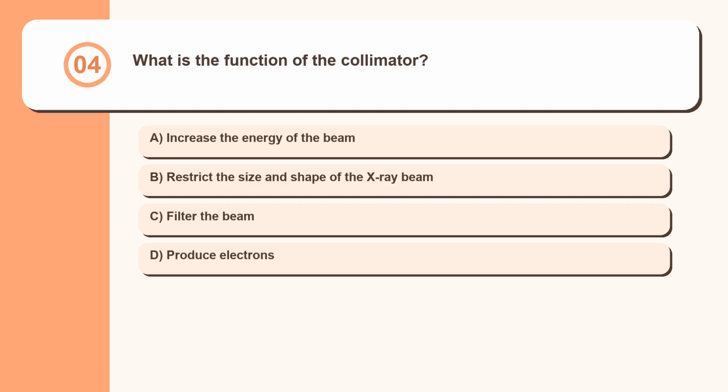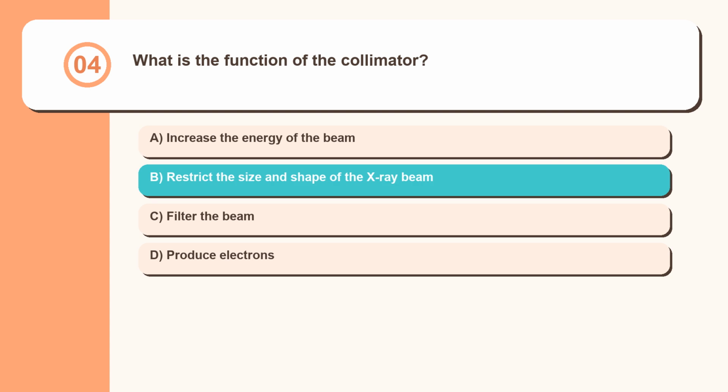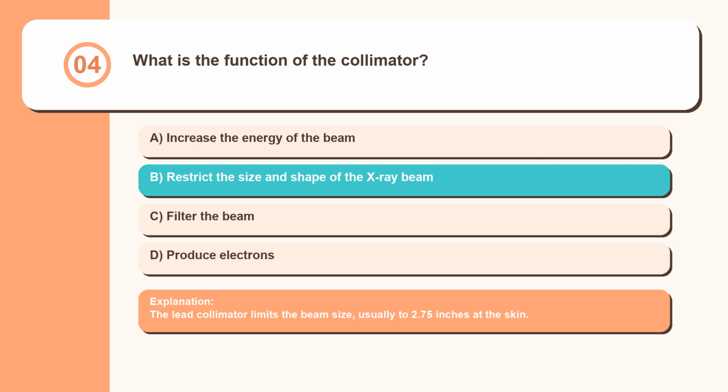Question 4. What is the function of the collimator? Increase the energy of the beam, restrict the size and shape of the X-ray beam, filter the beam, produce electrons. The lead collimator limits the beam size, usually to 2.75 inches at the skin.